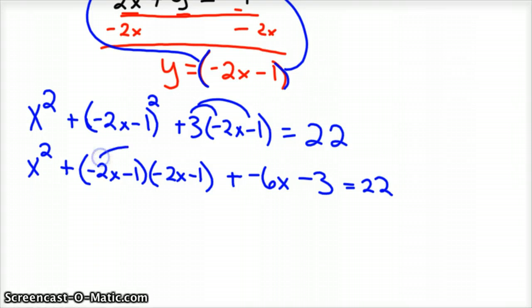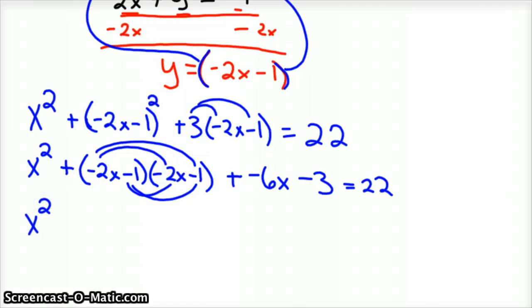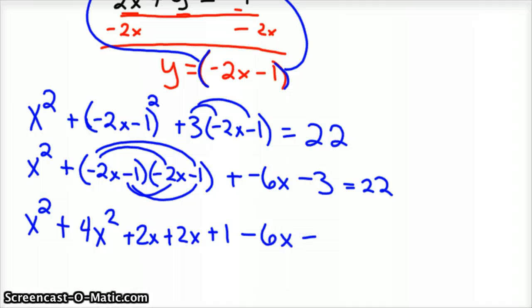So now here we'd FOIL, or distribute as I'd rather call it. First, outer, inner, last for FOIL, because FOIL works as long as you have a binomial. But without a binomial, you've got to use something else, which is just distribution. So that would be 4x squared plus 2x plus 2x plus 1. And then the rest of the equation, minus 6x minus 3 equals 22.